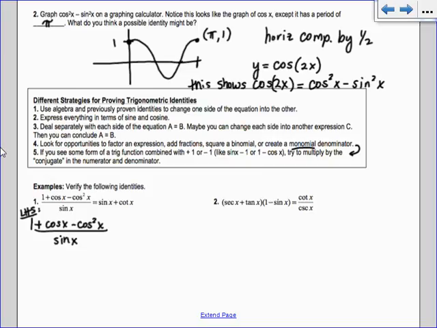And I notice that I have 1 minus cosine squared x. I know that 1 minus cosine squared x is actually sine squared x. So I'm going to replace and see if that gets me anywhere.